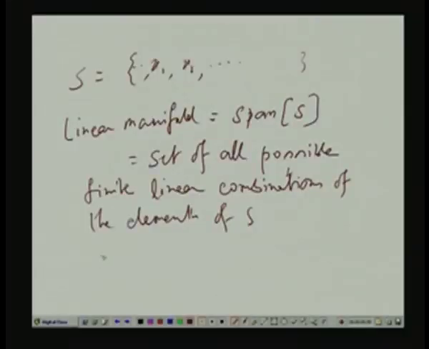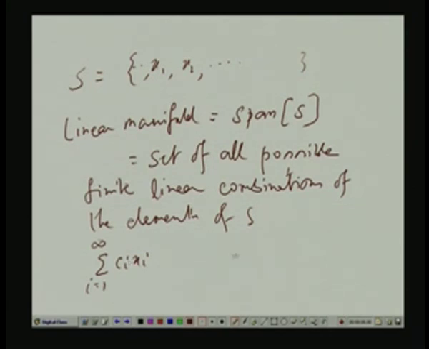Okay. Suppose you have got a series like this, sum of c_i x_i. c_i is a sequence of scalars, and x_i belong to S, say i equal to 1 to infinity. Now, it is an infinite linear combination. Actually, it is not defined, it is not belonging to a linear manifold. Linear manifold consists of only finite linear combinations.